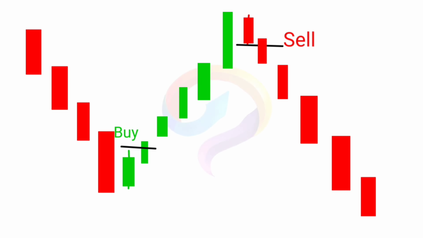To enter a trade, enter a short or long position at the end of the confirmation candle.